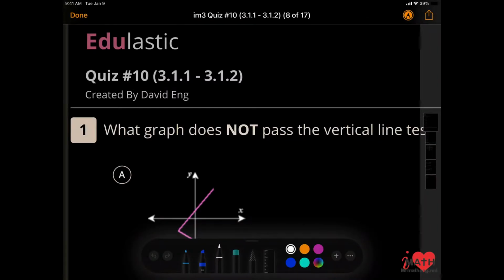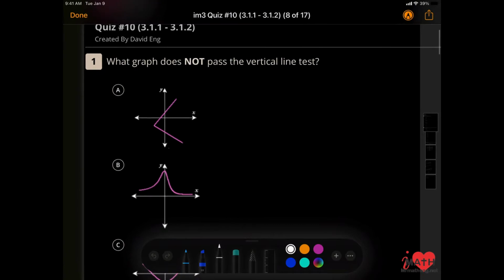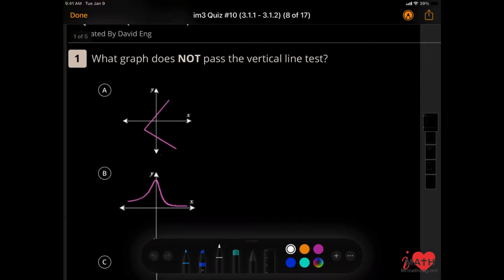Hey guys, let's go over the Integrated Math 3 Quiz 10, 3.11 to 3.12, basically radical functions and inverses. Question number 1, what does not pass the vertical line test?